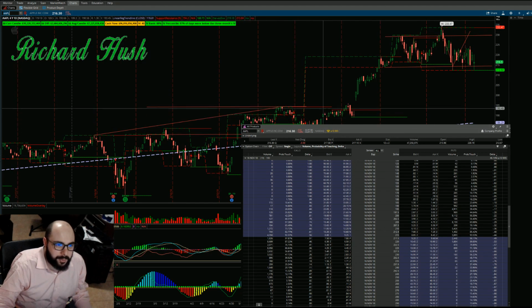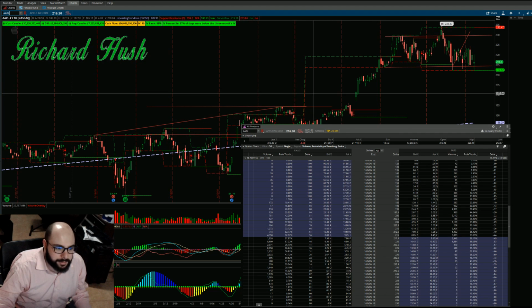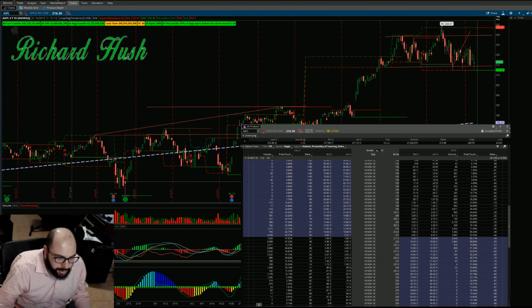Now, like I said before, we have these other channels drawn here. And you can see very, very clearly that Apple has this move that it can make and fill this gap all the way down to 190, 186. We see it very clearly. The question again, is when is it going to happen?